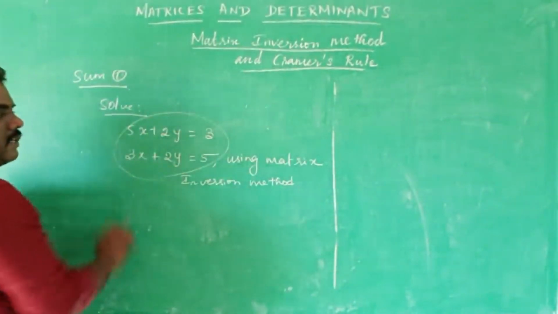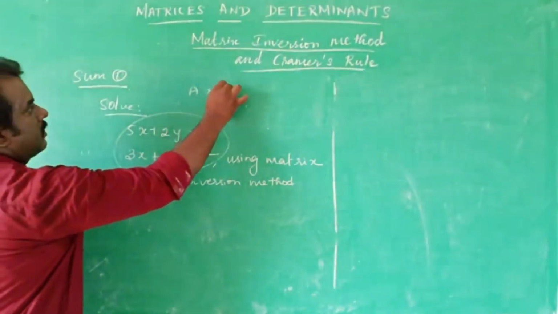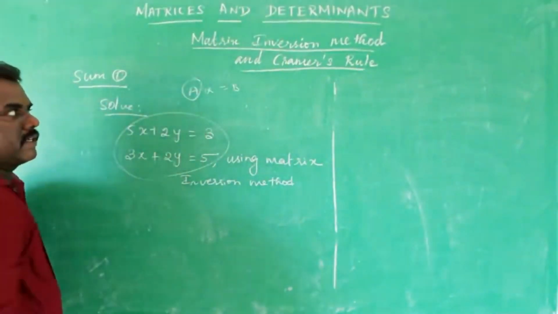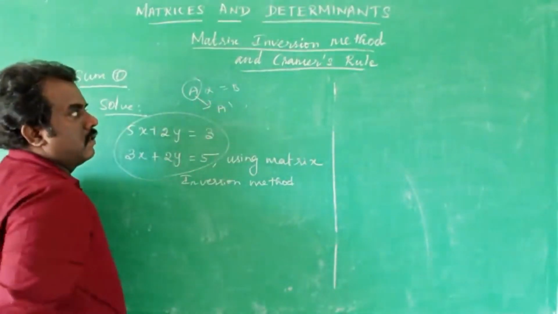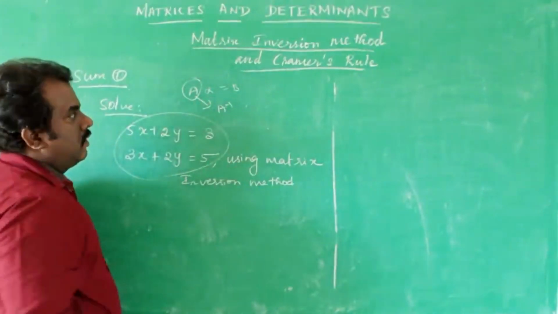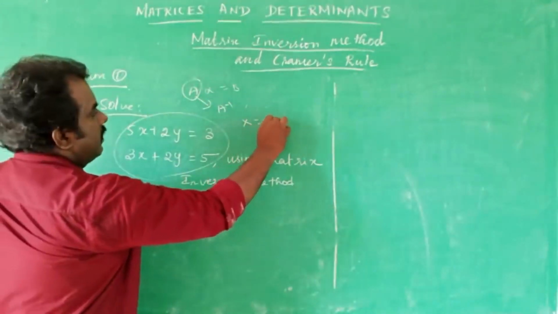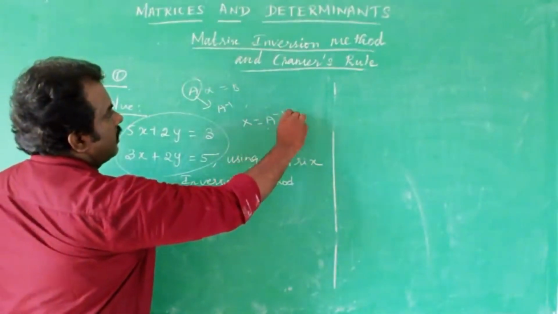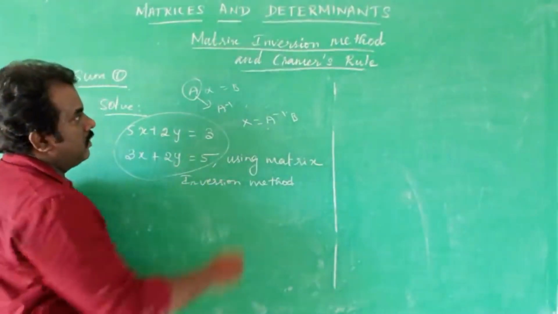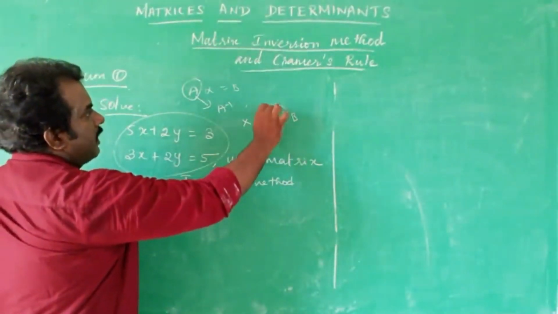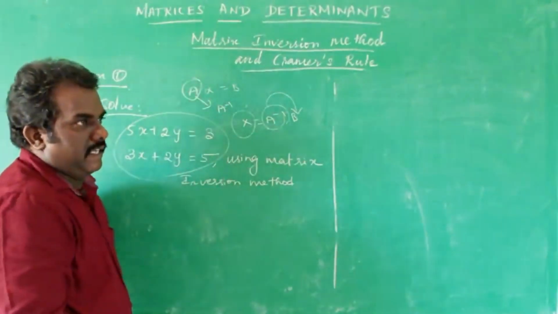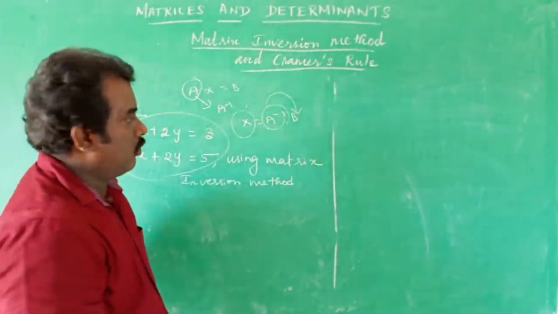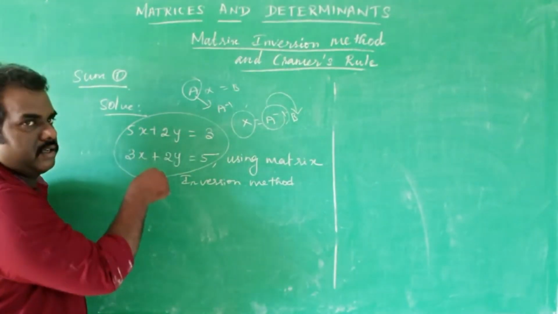The above system can be written in the form of AX is equal to B, where A is a square matrix and non-singular. So find A inverse and apply the formula X is equal to A inverse into B. First we have to find A inverse, then A inverse can be multiplied with B. We can get the value of the matrix capital X. The capital X contains the unknowns x and y here.